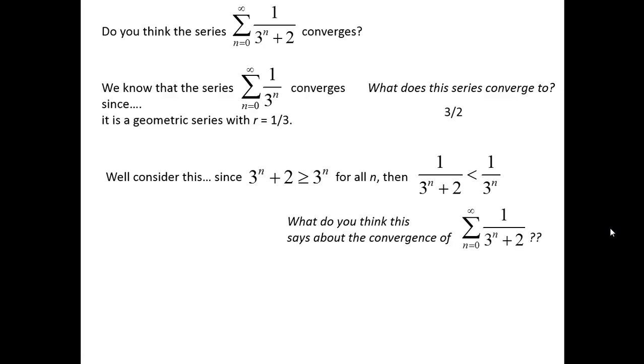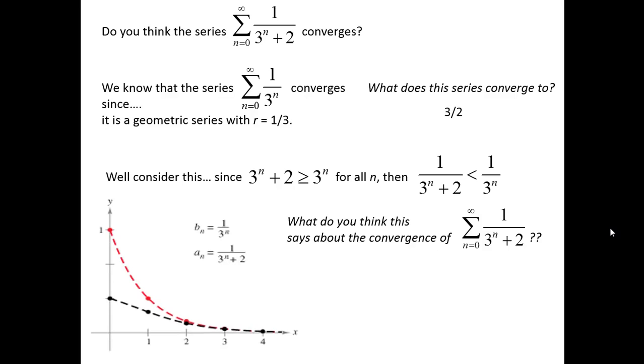So if we know 1 over 3 to the n converges, and we know 1 over 3 to the n plus 2 is always less than or equal to 1 over 3 to the n, what do you think that tells us about the convergence of 1 over 3 to the n plus 2? Here's a little picture. So 1 over 3 to the n, that's the one that's in red. 1 over 3 to the n plus 2 is the one that's in black. So what I want you to notice is that if the series on top converges, then it forces the one below it to also converge. So we would know 1 over 3 to the n plus 2 converges.